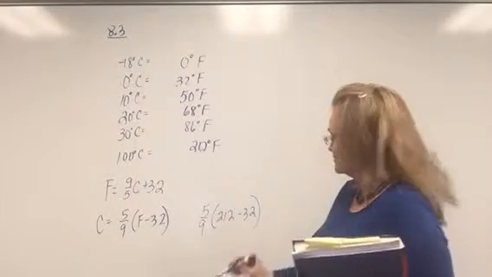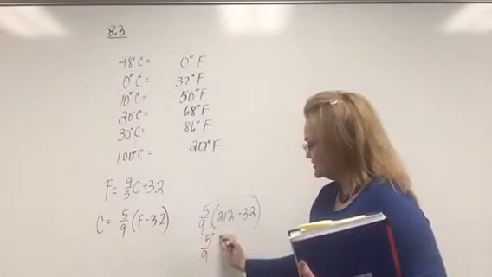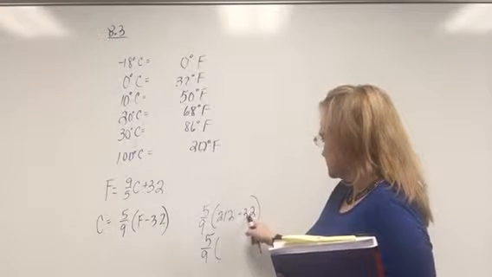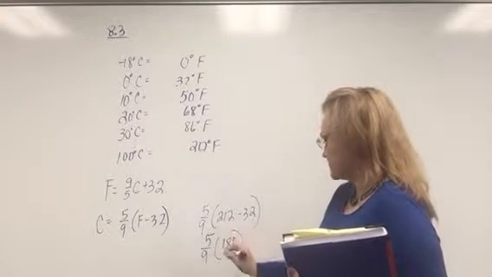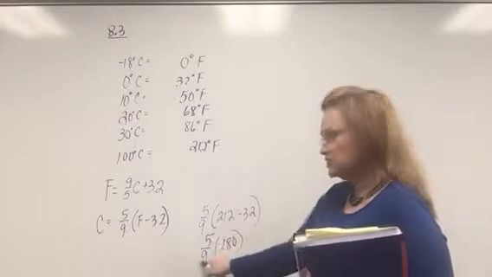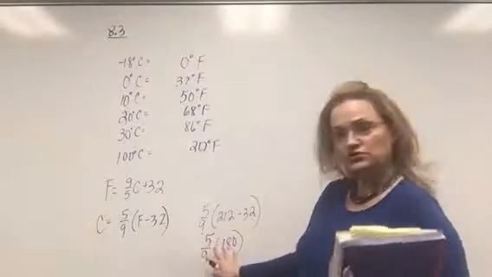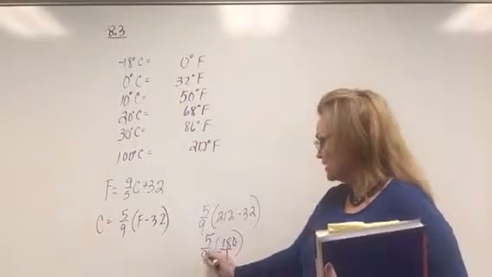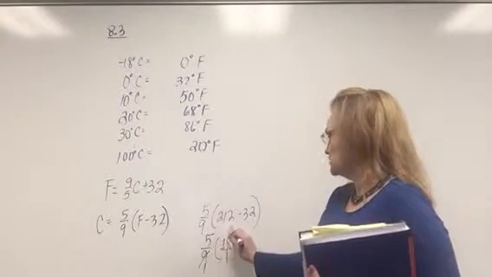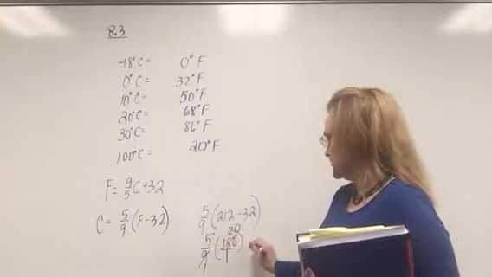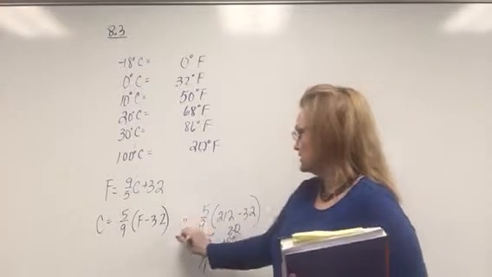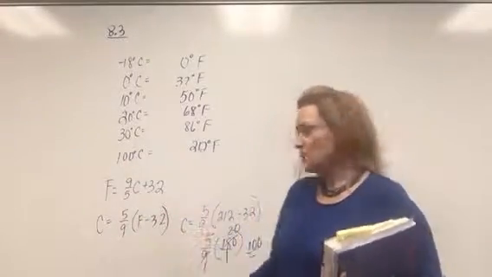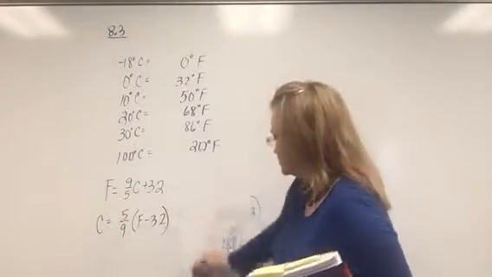It'd be bad if it doesn't, right? That'd be 5/9 times (212 minus 32). Let's see, what is that? That'd be 180. And then this would reduce. Again, you don't have to do it by hand. You can use your calculator, 5/9 times 180. But by hand, I'd put that over 1. 9 would cancel into 180 20 times. 5 times 20, there's the 100. And then Celsius equals the answer. So there it is in Celsius. So that's how you go back and forth between those two.